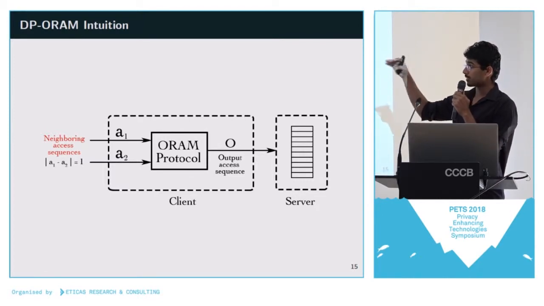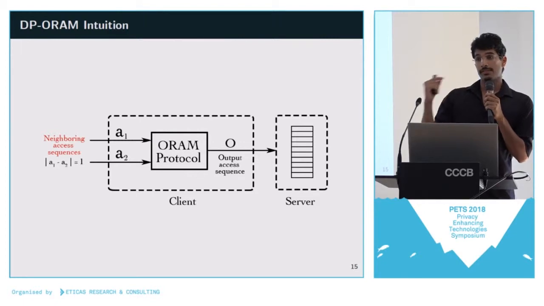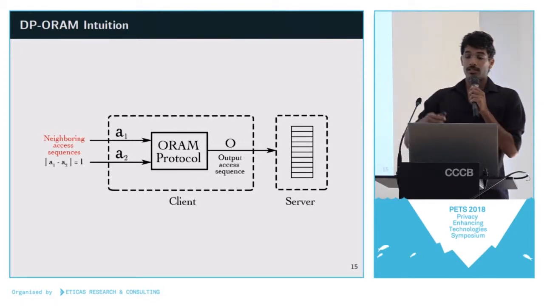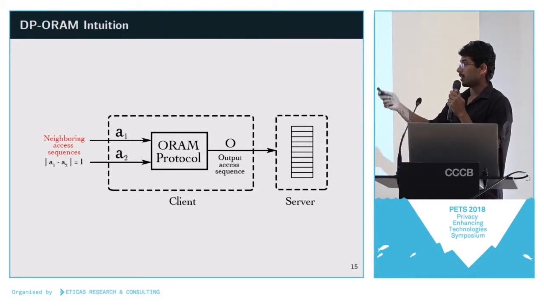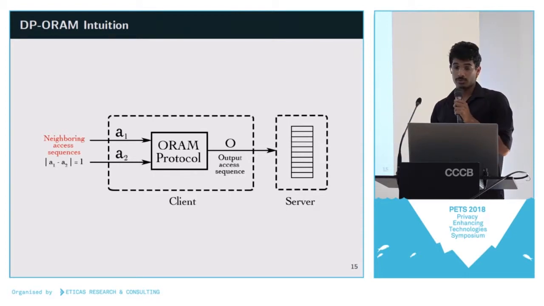So you take in two input access sequences, A1 and A2, which differ in a single access. And then you study the effect of these differing access sequences on the output they produce.